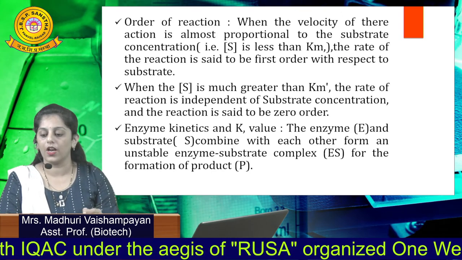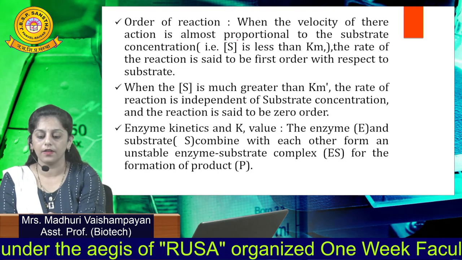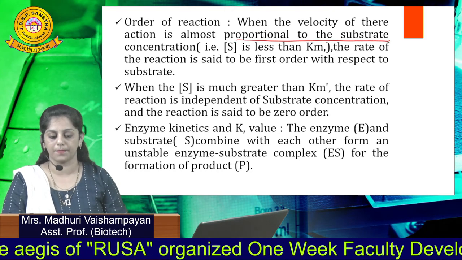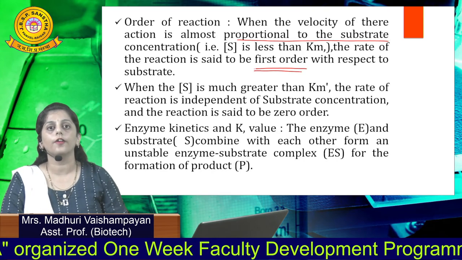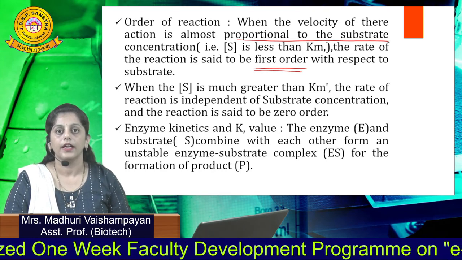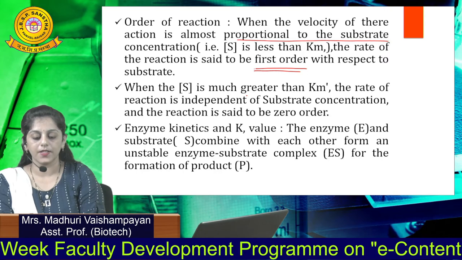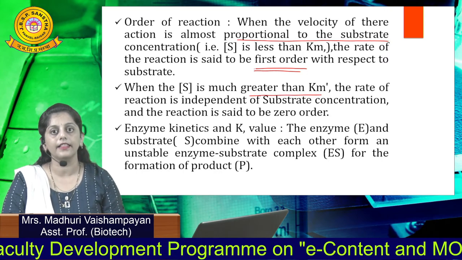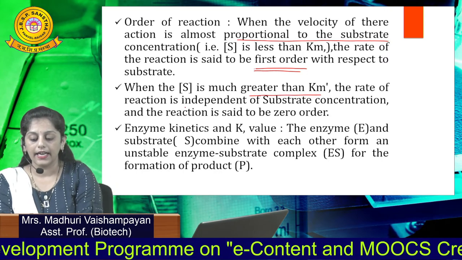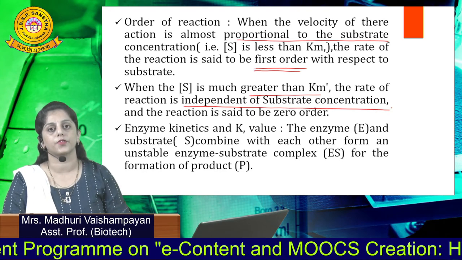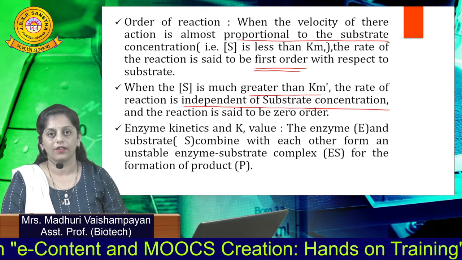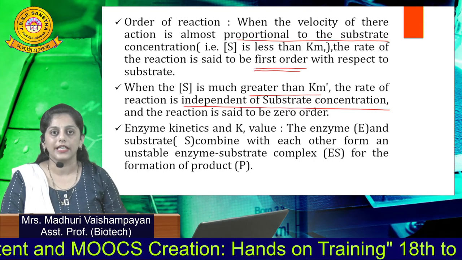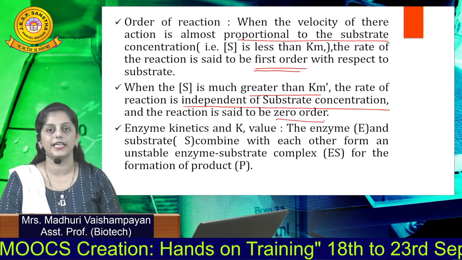When the velocity of the reaction is almost proportional to the substrate concentration, it is considered a first order reaction. If your substrate concentration is much greater than Km, then the rate of reaction is independent of the substrate concentration, and hence the order of reaction is considered a zero order reaction.